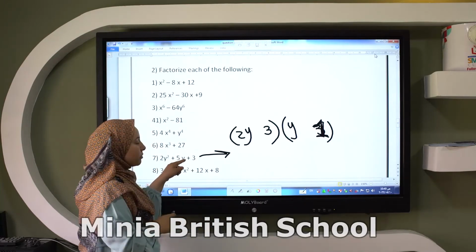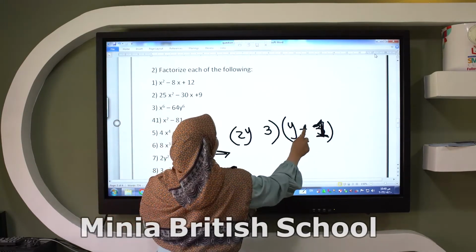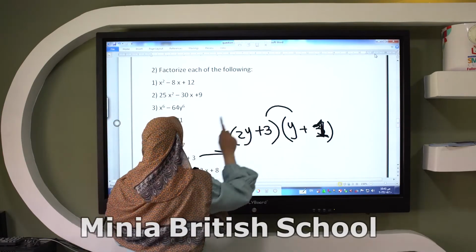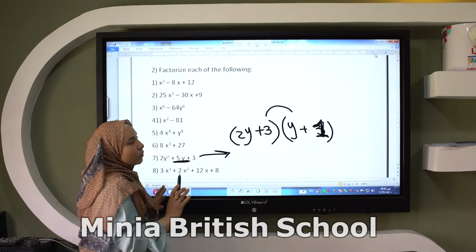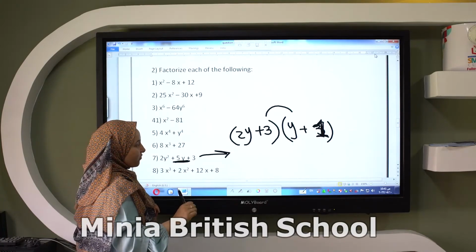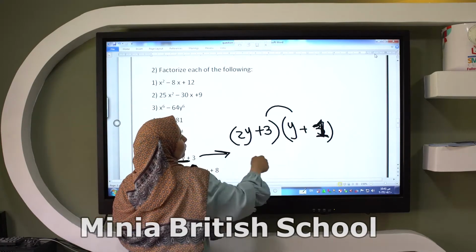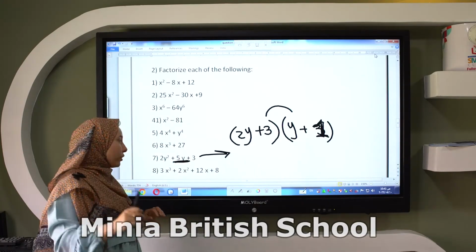Then the last term is positive, so take the same sign of the middle term and check the middle term here. It is correct, okay? So 3y plus 2y equals 5y, it's correct.